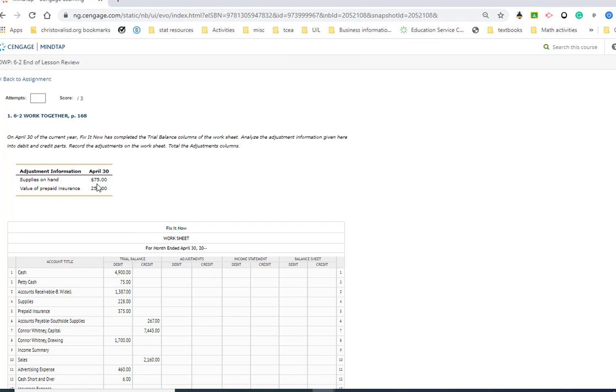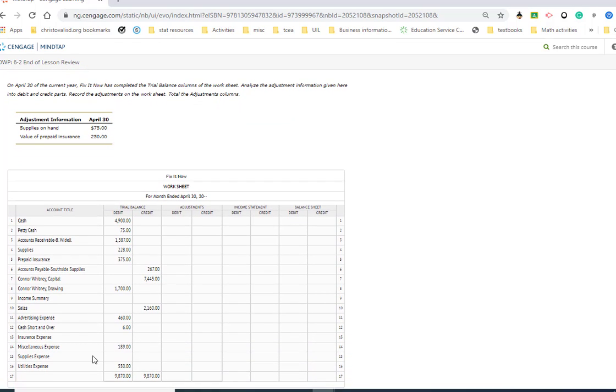So we had supplies on hand of 75. So let's go down to supplies. And it shows it's at 228. So if I take 228 minus 75, I get 153. I need to have this as a credit of 153. It's not going to let me put the little A in this one. So all I need to do is put the 153 and then go down to my supply expense, and it's going to get a debit of 153.